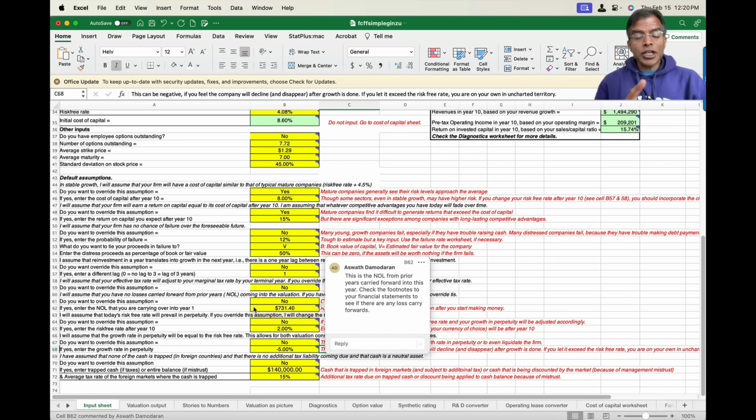I do also adjust your effective tax rate. Remember the number you gave me? For most companies, it will be lower than the marginal tax rate. I do adjust it towards the marginal tax rate as you get towards year 10, your terminal value. Why do I do it?